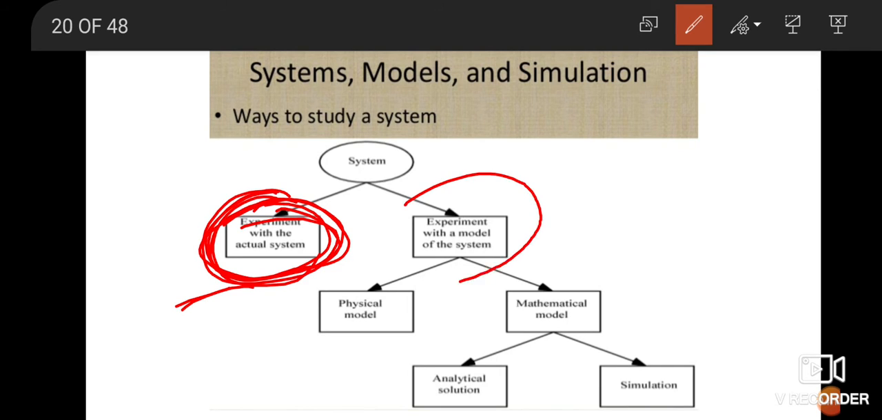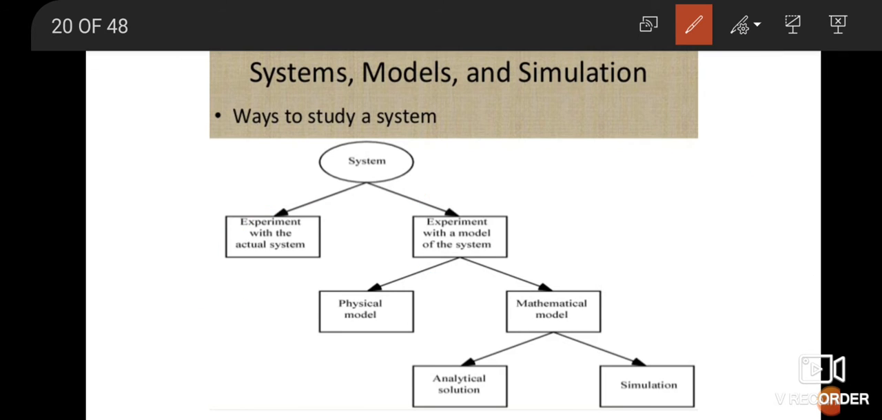Second part is experiment with the model of the system. Now we already know there are certain situations where it is not at all possible for us to actually take the runs or trials or experiments on the system.